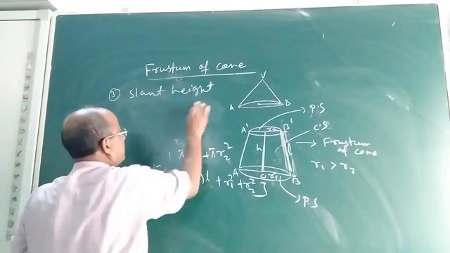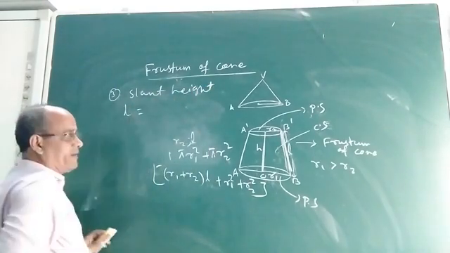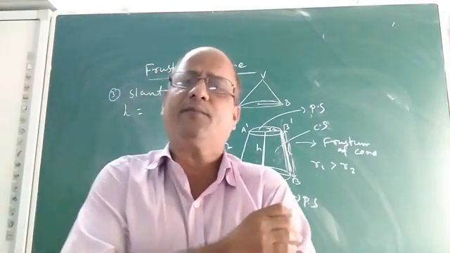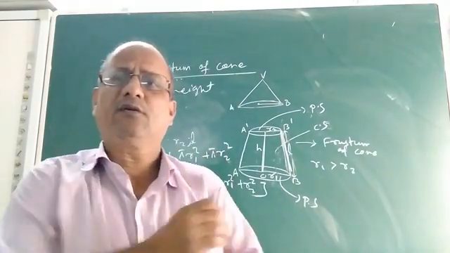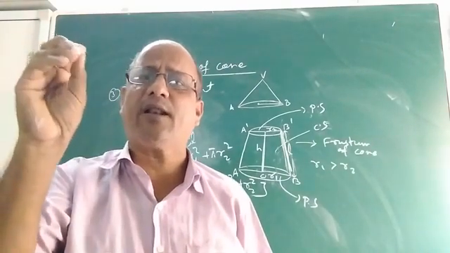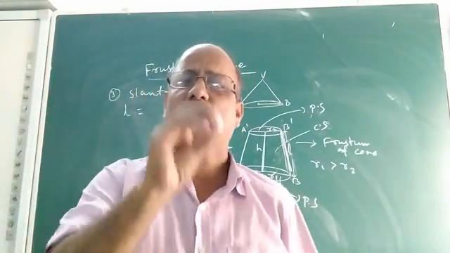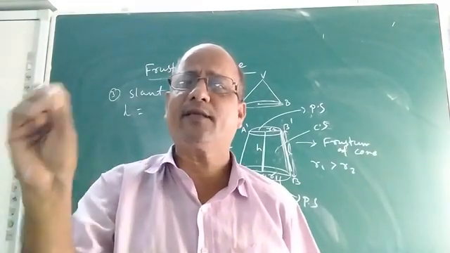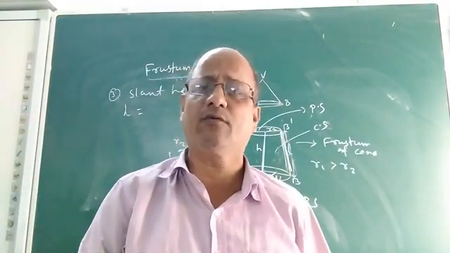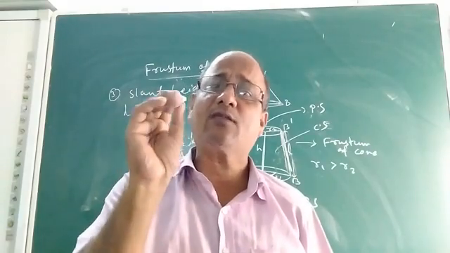The slant height of frustum of cone L is given by, you see, in case of cone, what is the formula for slant height? It is the square root of r square plus h square, where r is the radius of the base and h is the vertical height of a cone. Okay. So in case of cone it is r square plus h square.